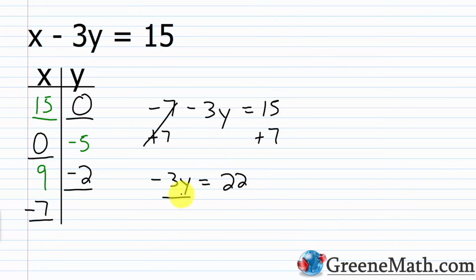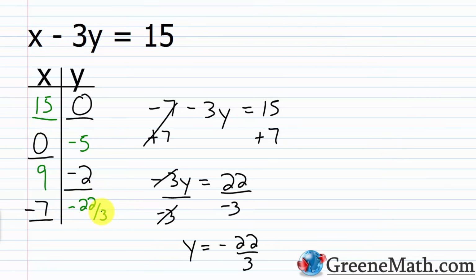If I divide both sides of the equation by negative 3, so that y can be by itself, this will cancel with this, and I'll have y equals negative 22 thirds. And there's nothing to do to simplify that. 22 is 11 times 2. I can't really cancel anything with the 3. We'll write that over here as negative 22 thirds.